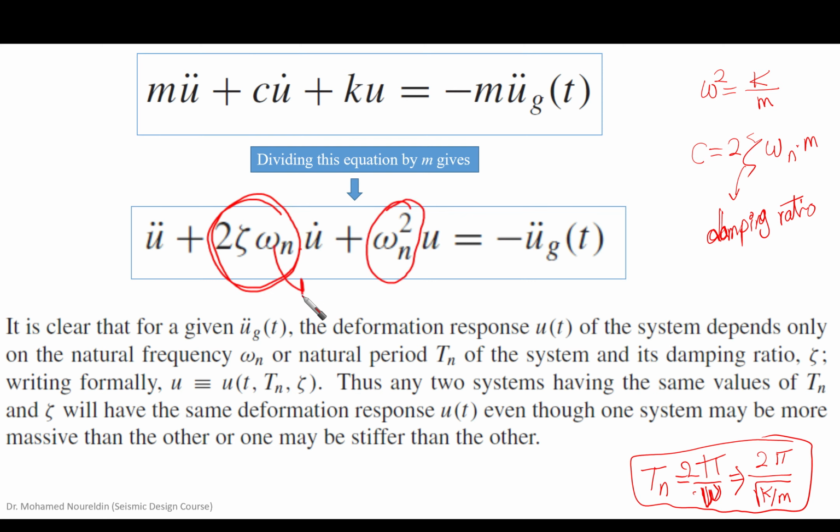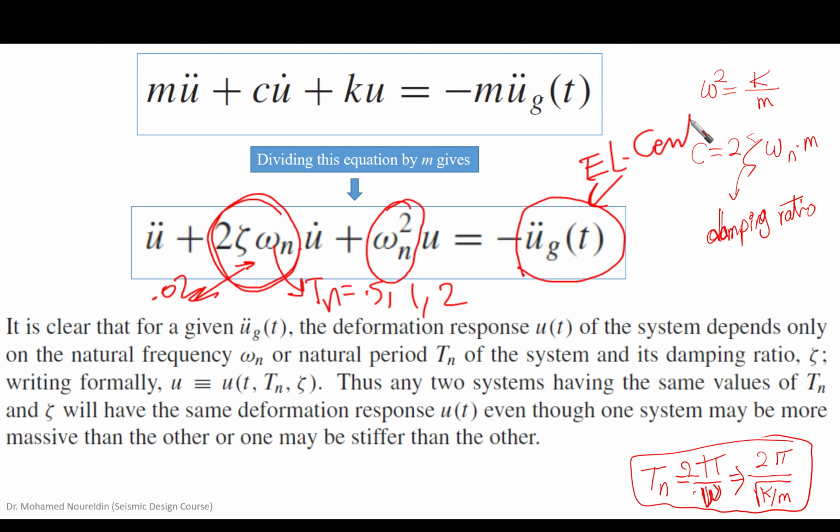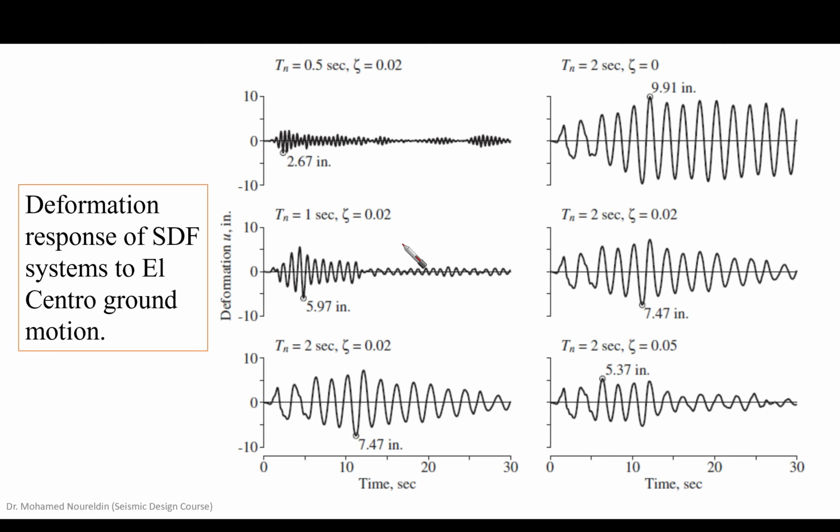I said that we change Tn here because it is related. Tn is going to be changed to 0.5, 1, and 2. And we have the damping ratio, which we assumed to be 0.02. And u_g double dot is going to be used based on El Centro. So we already have the acceleration of El Centro, and it is known to us. So now we can obtain u dot and u double dot, but we are interested now in u. Let's see what we are going to have. So this is u now.